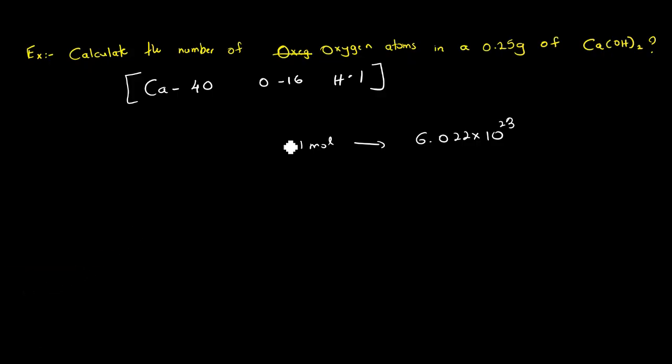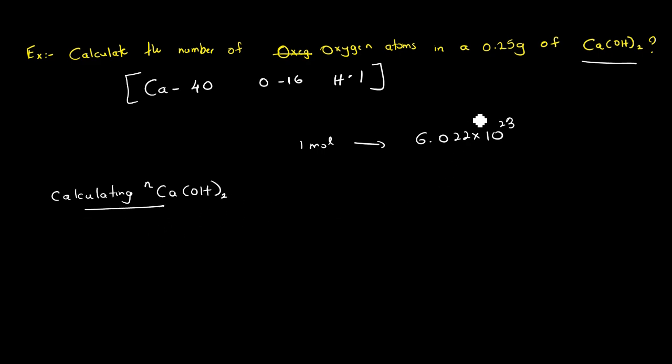Now we need to know exactly how many moles of oxygen are in this particular compound. We know about the calcium hydroxide. Let's first calculate the number of moles of calcium hydroxide. Then we can move to the number of oxygen atoms, because oxygen atoms are in the calcium hydroxide. So first let's calculate the number of calcium hydroxide moles.